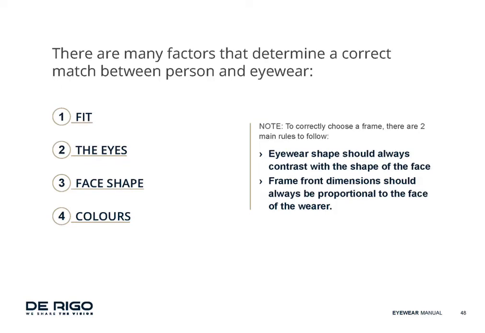Note, to correctly choose a frame, there are two main rules to follow. Eyewear shape should always contrast with the shape of the face, and the frame front dimension should always be proportional to the face of the wearer.